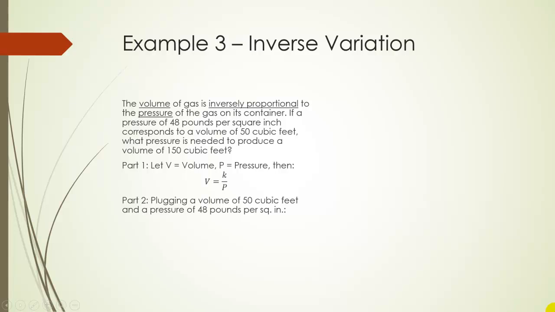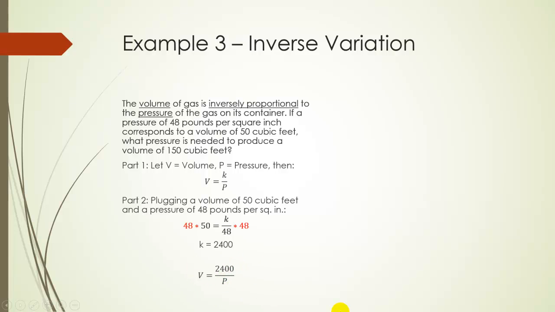So next, we want to plug in, from the second sentence, a volume of 50 cubic feet, and we know it corresponds to a pressure of 48 pounds. So plug in 48 for P and 50 for V. And we get 50 equals k divided by 48. Next, we just want to multiply both sides by 48 to solve for k. And so the 48s will cancel, and we get that k is equal to 50 times 48, and that would be 2400. So plugging that back in, instead of V equaling k over P, we get V equals 2400 over P.